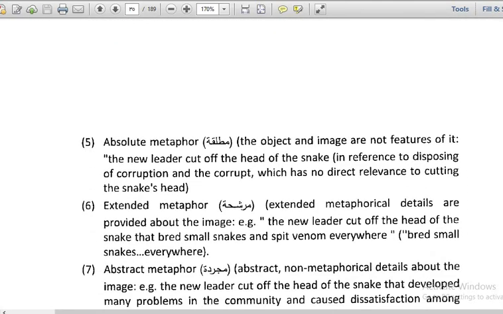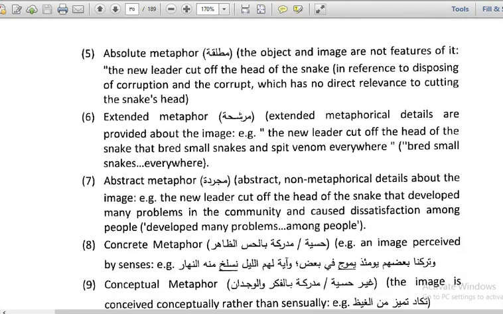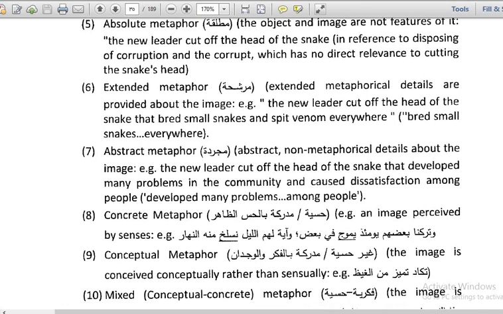In page 35, absolute metaphor. The object and image are not features of it. The new leader cut off the head of the snake. 6. Extended metaphor. The new leader cut off the head of the snake that bred small snakes and spit venom everywhere. It's an extended metaphor.